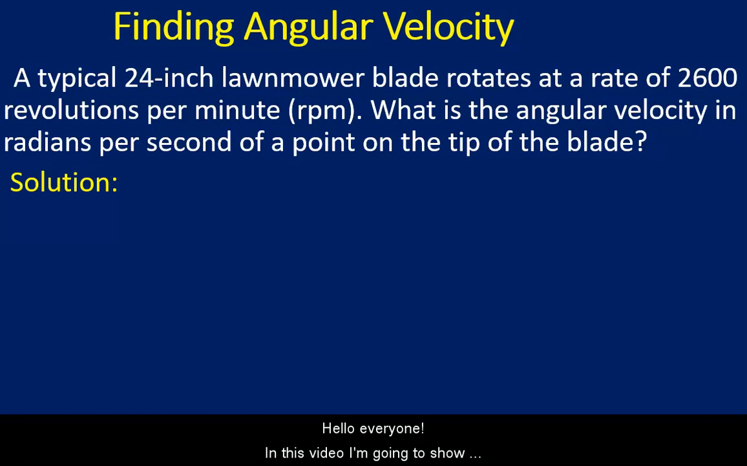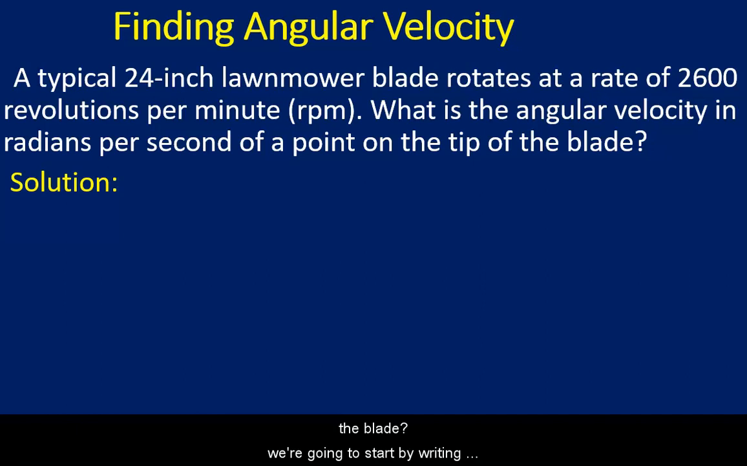Hello everyone. In this video, I'm going to show you how to find angular velocity. Here's an application question. A typical 24-inch lawnmower blade rotates at a rate of 2,600 revolutions per minute. What is the angular velocity in radians per second of a point on the tip of the blade?